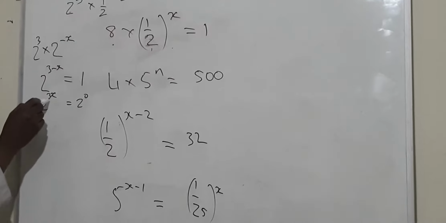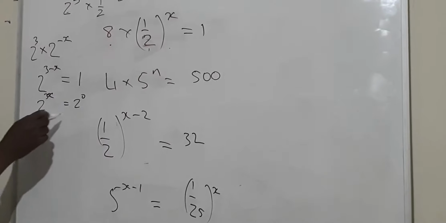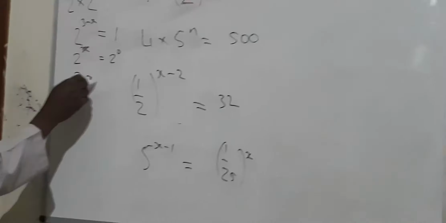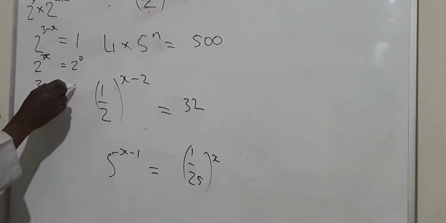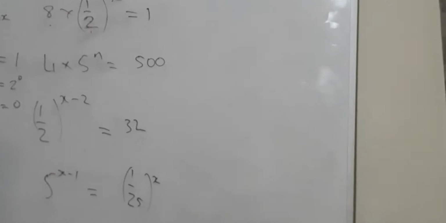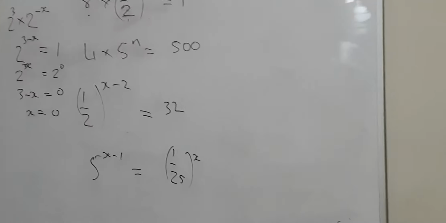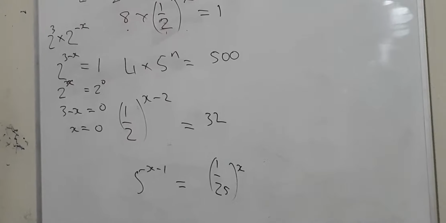Since the bases are the same, we compare the indices. So 3 minus x is equal to 0. So x is equal to 3. Do you get that? Do you guys get that?